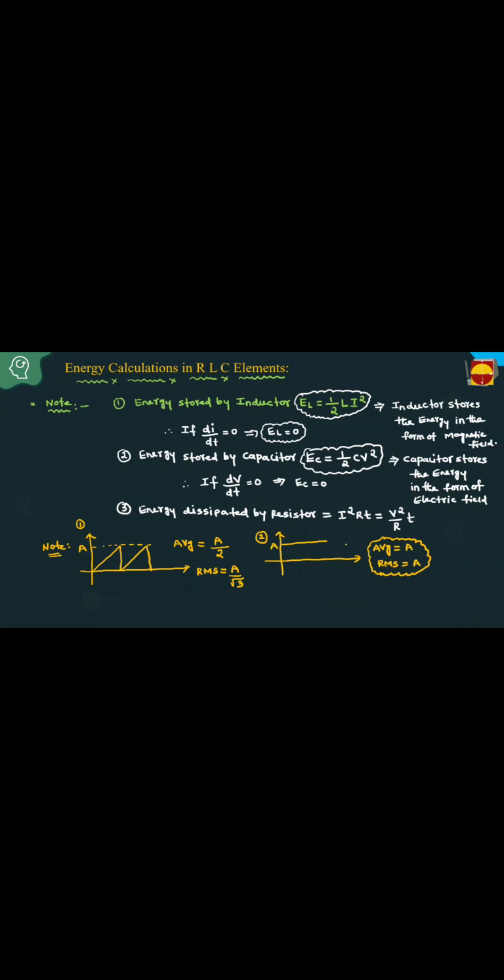In calculation of energy in RLC elements, I can start with the first example. See, for example, if it is given like this. This is the resistive element. Let only resistance be given. Only resistance is given. Let the current be I.